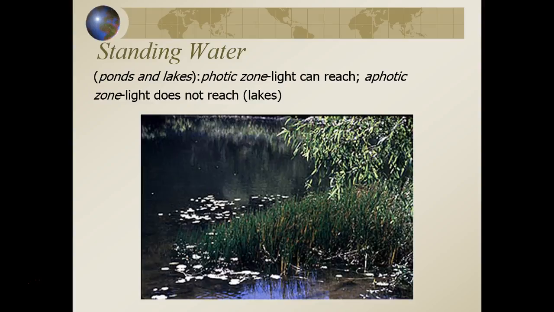Starting off, we have standing water. Basically, it is ponds and lakes. Photic zone, light can reach, and it says aphotic zone, light does not reach lakes. That photic and aphotic is basically sunlight itself. So it's giving you a description of how sunlight can and cannot penetrate these waters.